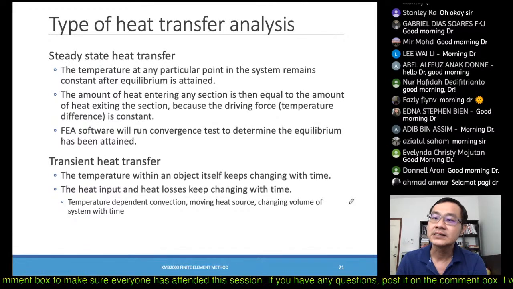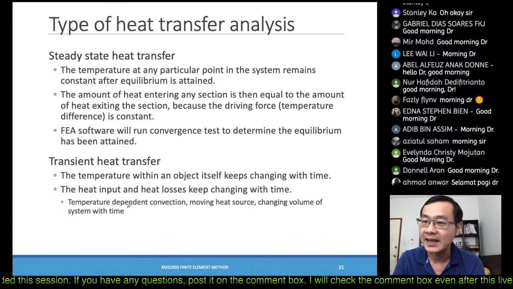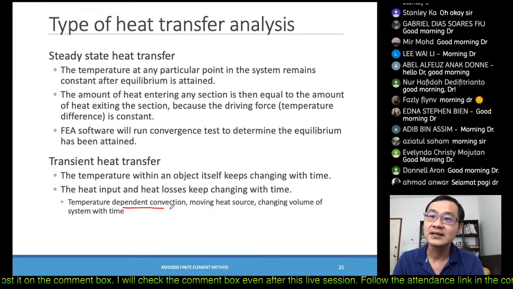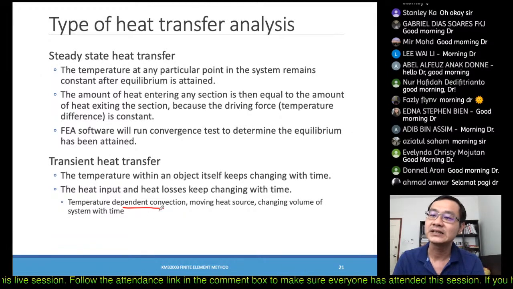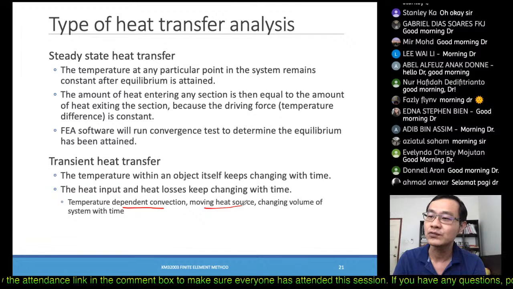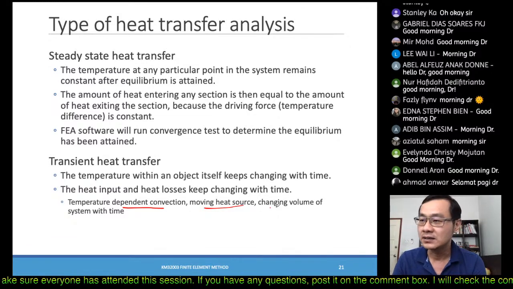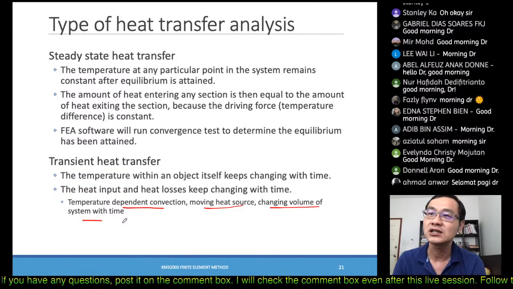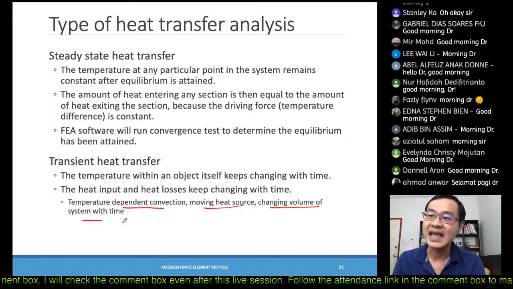In this transient heat transfer, the temperature dependent convections, you can apply them, because when the temperature changes, the rate of heat loss also changes. Therefore it becomes a transient problem. Then also when we involve a moving heat source and there is the possibility of changing volume, like in additive manufacturing, the material is being added.